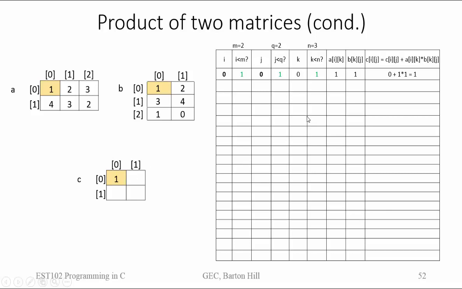Now the k value increments and k becomes 1, 1 is less than 3, again A of ik and B of kj are taken and multiplied, and it is added to the existing value of C of ij, so it will become 7.